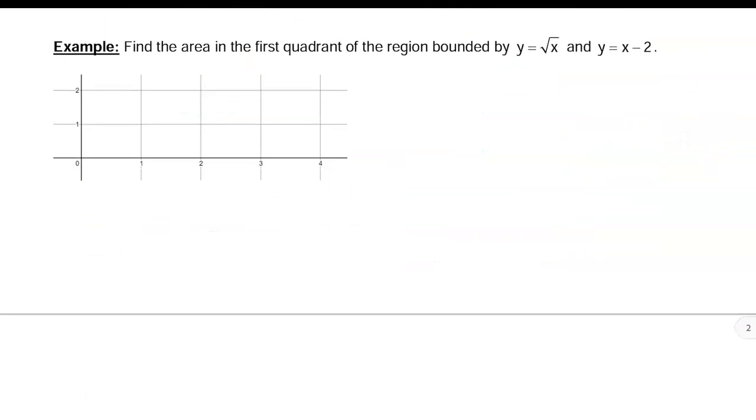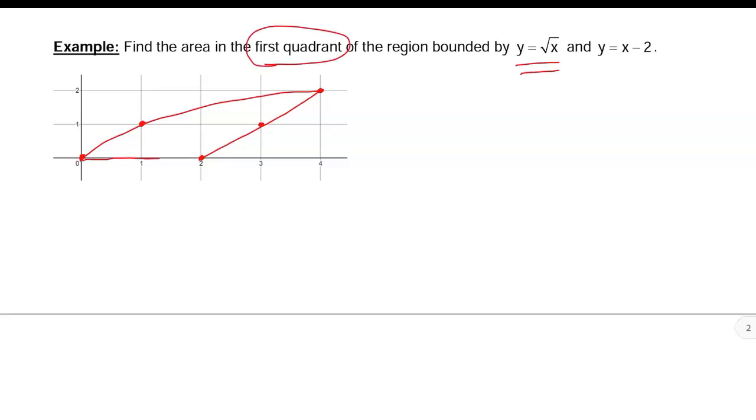This last example presents an interesting situation. We'll start by getting the graph set up. The graph of y equals the square root of x starts at 0, 0, and the square root of 1 is 1, the square root of 4 is 2. So I can see the curve, the square root of x here. And when x equals 3, y equals 1. When x equals 4, y equals 2. So the other line is graphed like this, and we're staying in the first quadrant.